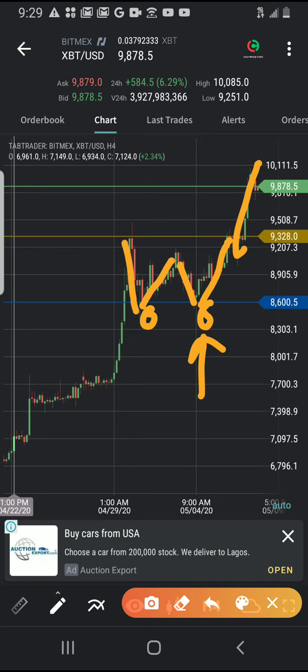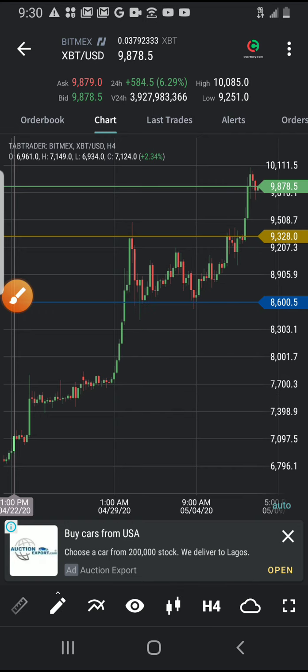And if you noticed, we touched 10,000. Here is our high. We touched 10,000. That's high, that's low. We touched 10,000. So that should give you a clear insight of how you can apply all these techniques to make you a better trader.